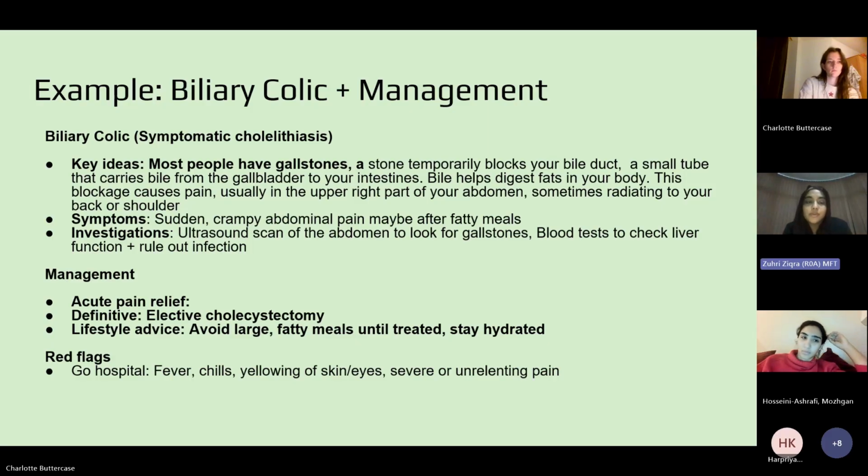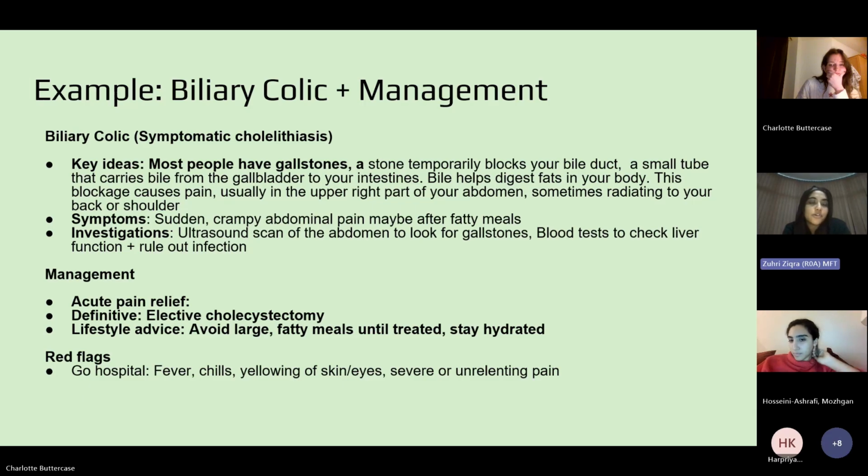Definitively, it would have been very good to mention a cholecystectomy. That's the only way you're going to actually get rid of this condition, aren't you? Red flag wise, always red flag people. It's the best thing to do for any condition. Fever, chills, you notice some jaundice, severe unrelenting pain that's completely different to the gallstone pain, which is on and off, tell them to go to a hospital.